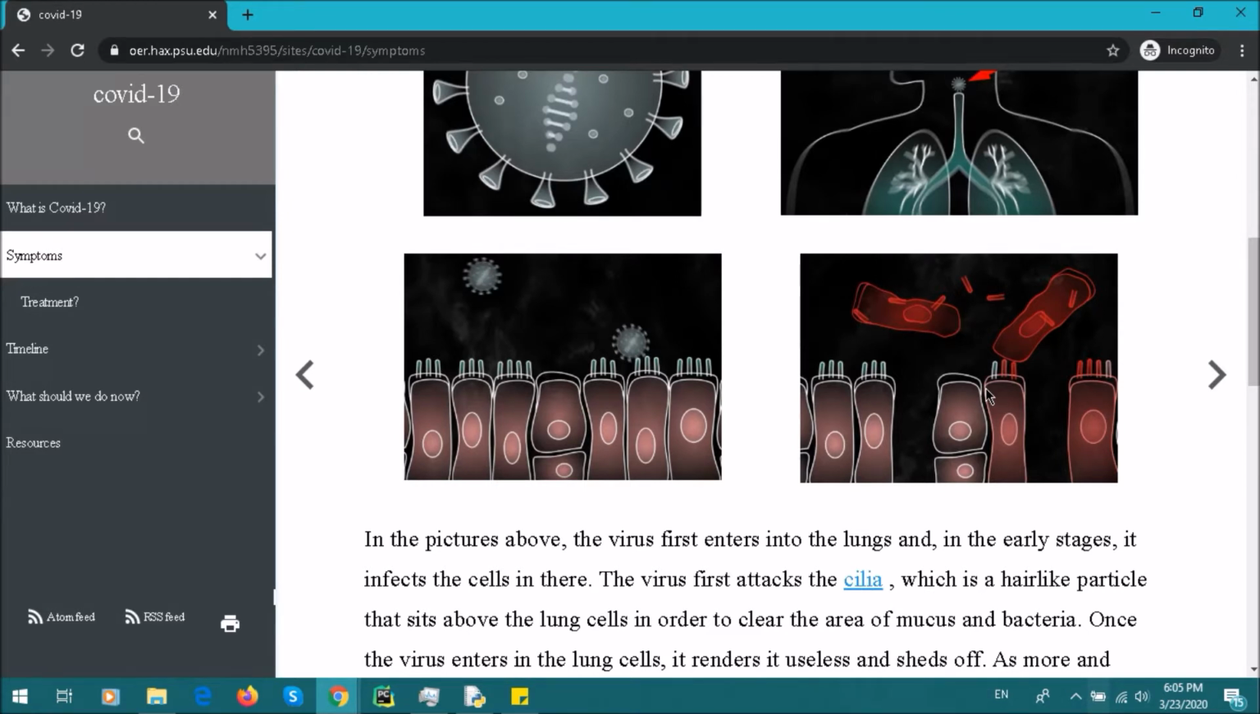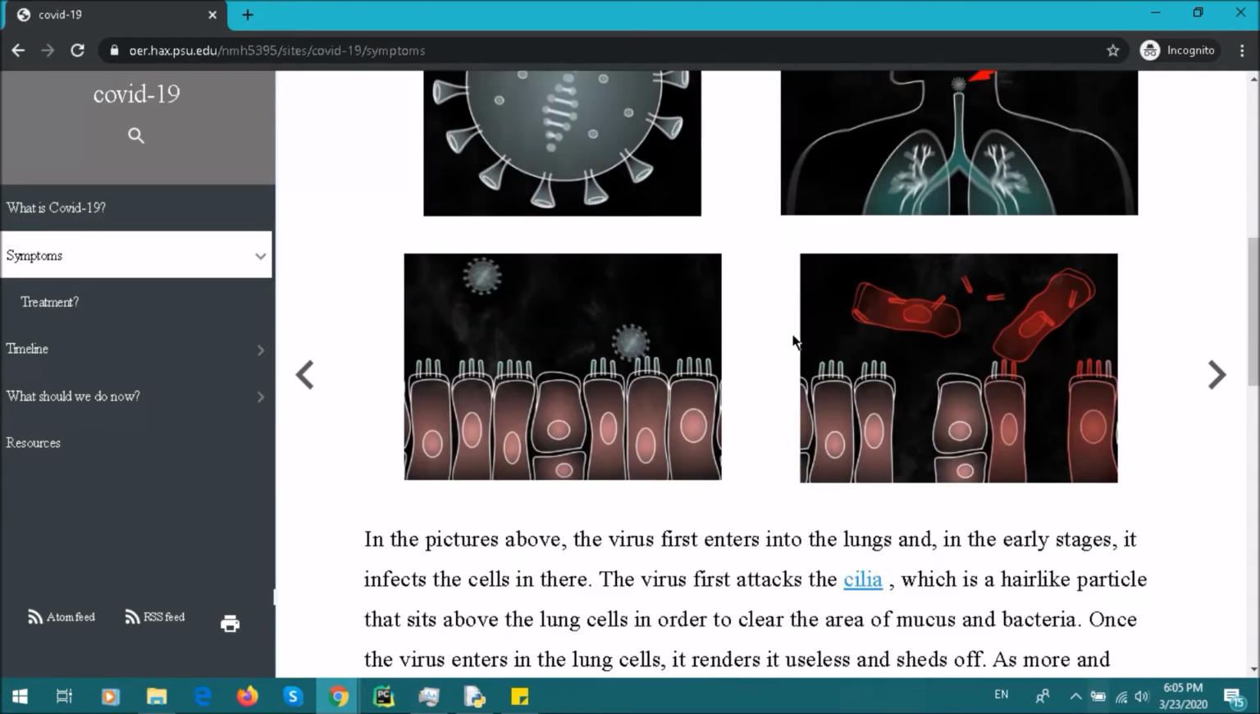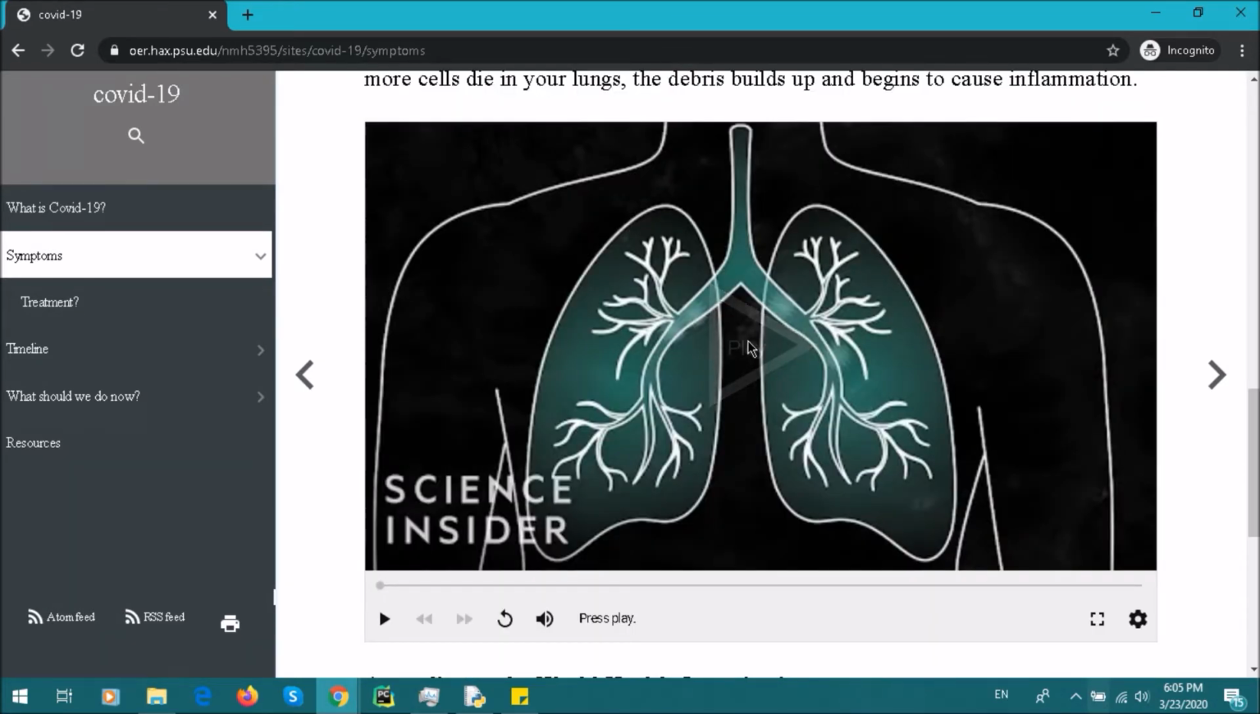Now, if your immune system is strong, your body can be able to fight it off without it getting too serious. However, let's say you have a compromised immune system or you have some pre-existing condition, it will be very, very hard for your immune system to fight this thing off. And most likely, you will develop even more serious symptoms like shortness of breath, fever, tiredness, and even headaches. I have a video attached to this website here, which would go deeper into detail.